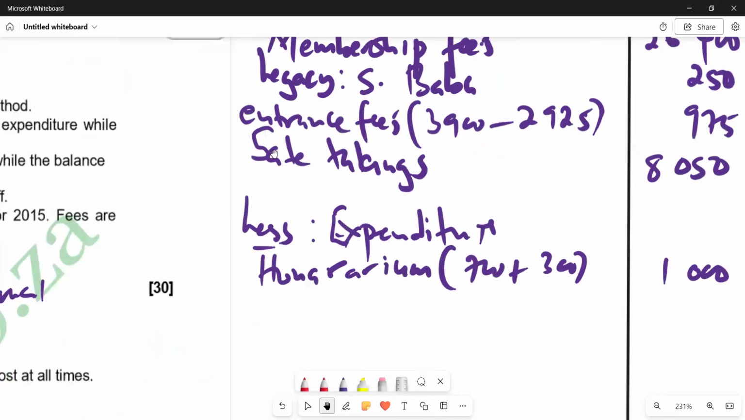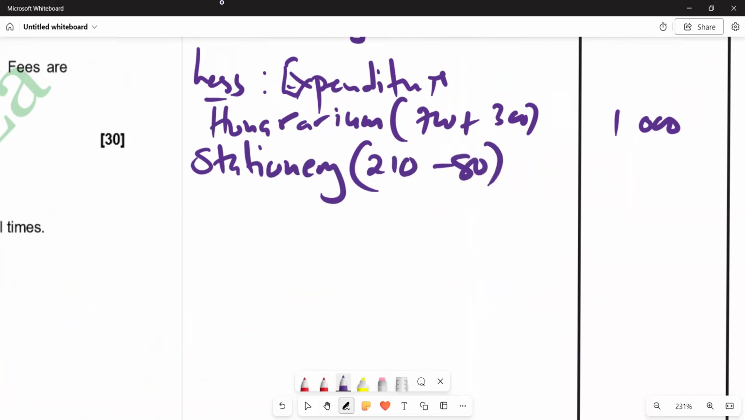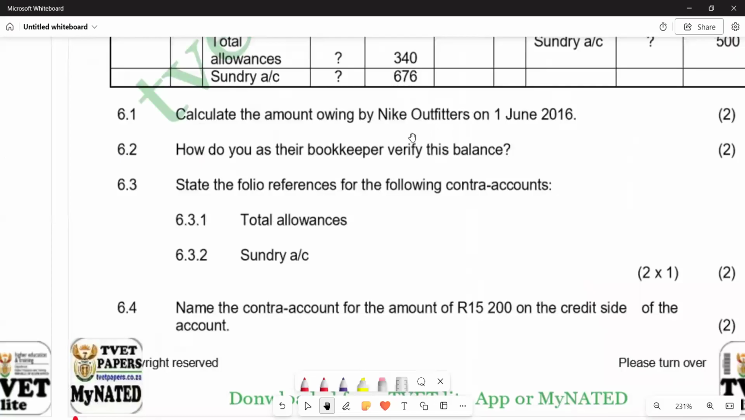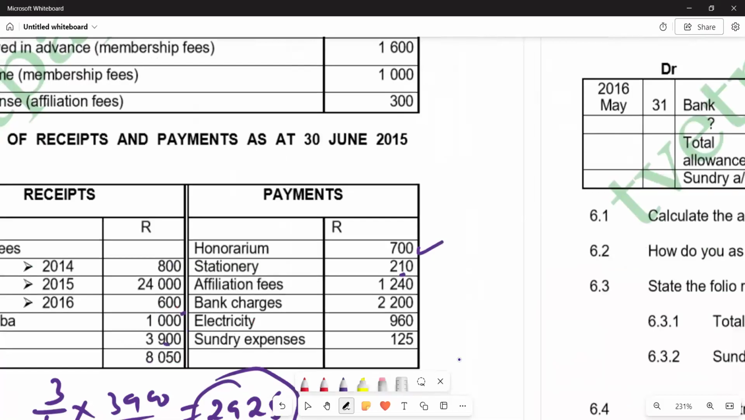So here we are saying stationery, and then we are saying 210 minus 80, then we get 130. Then from stationery, we go again to check what else do we have. So from stationery, we've got affiliation fees here, which is 1,240.